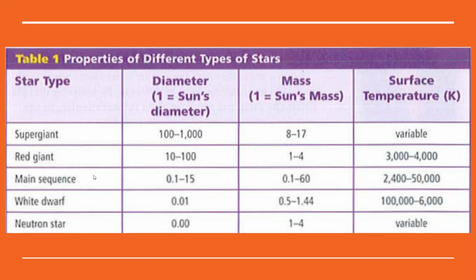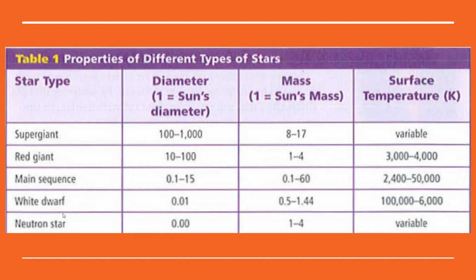But the red giant that we talked about is going to be 10 to 100 times as big as our sun. It's going to be at 1 to 4 times the mass of our sun. And it's probably going to be cooler than our sun. Supergiants can be all over the place. That's why the temperature is variable. But notice it's at least 100 times bigger than our sun.